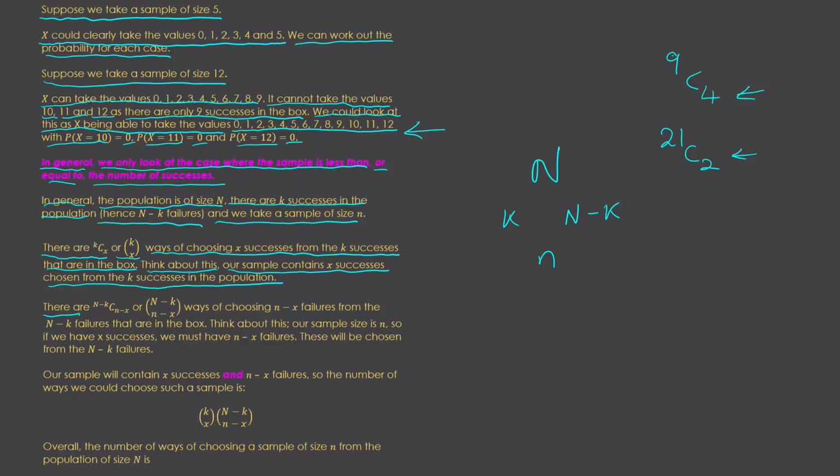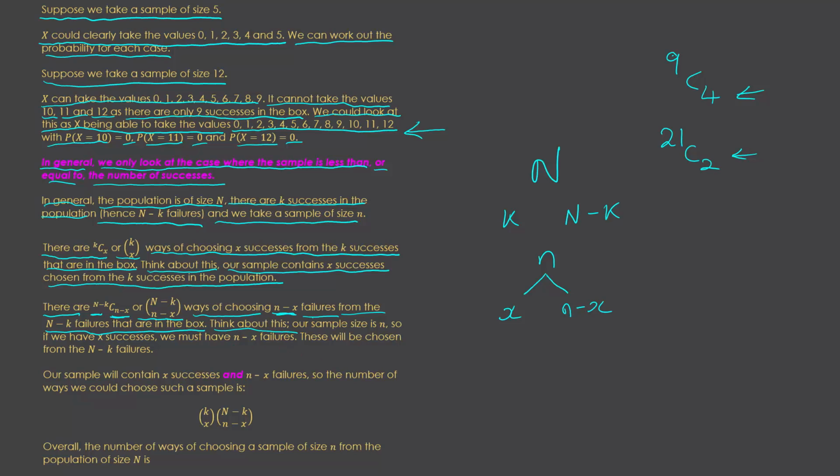So there are N minus k, because that's the number of failures, C n minus x ways of choosing n minus x failures. Think about it from the sample here. If we get x successes, we must have n minus x failures. So there are (N minus k) C (n minus x) ways of choosing the n minus x failures from the N minus k failures that are in the box.